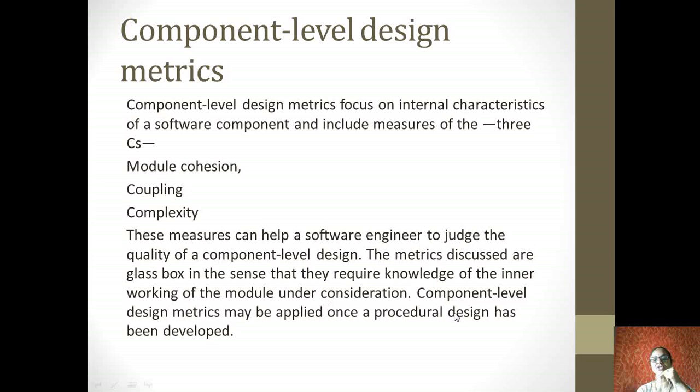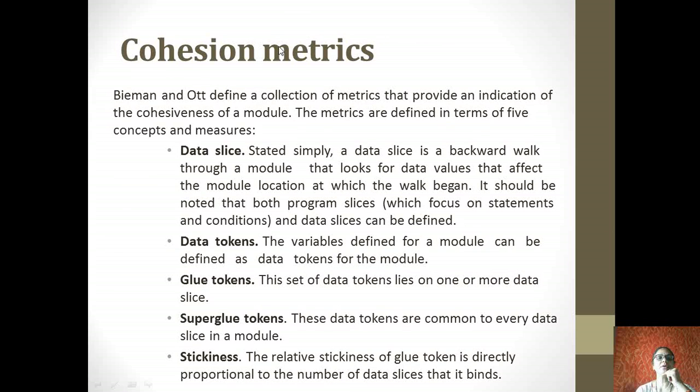Whereas in case of the procedural design or the module design, which we have seen in the last session in the previous slide, the inner knowledge about the inner working of the module is not considered. So now let's talk about the module cohesion. Module cohesion, that is the cohesion matrices, Bieman and Ott defined a collection of matrices that provides an indication of the cohesiveness of the module.